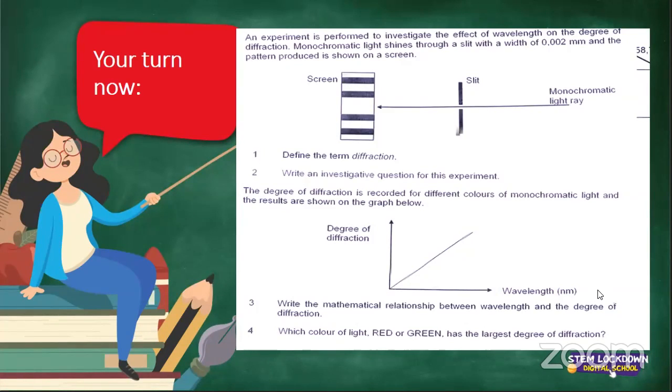So which light, red or green, has the highest degree of diffraction? Which one between red and green has the highest wavelength? It will be red, obviously. So red will have the highest degree of diffraction. Remember, the diffraction is directly proportional to the wavelength. So here the light with the highest wavelength is red light. Right, let's carry on.